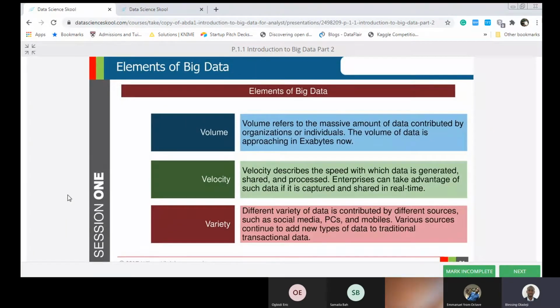Then the example of MTN that I gave: MTN in a day generates about 650 million rows, at least, in one single day. Then multiply it by 30 days, and now imagine an analyst employed in MTN that has to query that kind of data. So it's voluminous. So volume is one of those characteristics of big data. It must be a massive amount of data contributed by the organization or individuals within the organization.